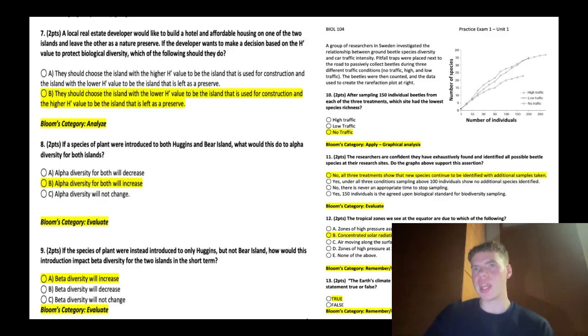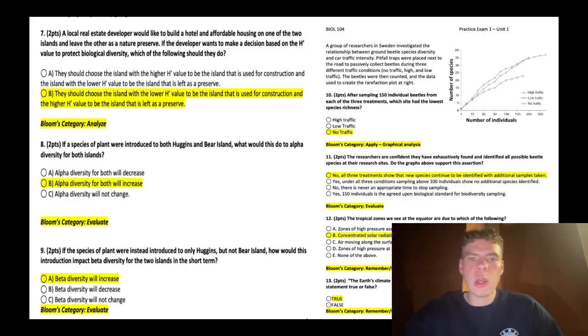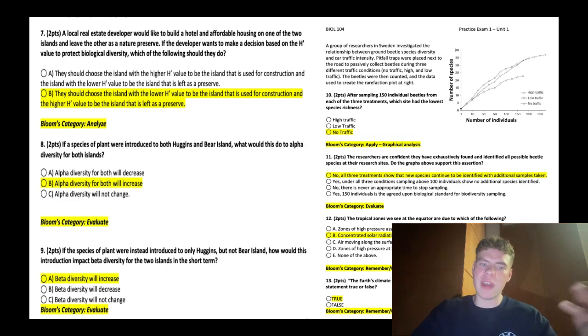So if you get a question saying there's two areas, one has a really low Shannon index value, one has a really high Shannon index value, which one would you want to build homes over? You'd obviously want to build over the area with less biodiversity. So that would be the lower H value.